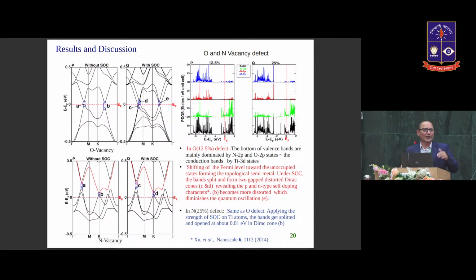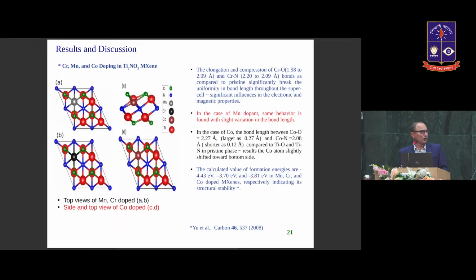Okay, similarly, when we are using doping concentrations of chromium, manganese, and cobalt doping in Ti2NO2, we observe that when chromium dopes, the Cr-O bonds elongate and Cr-N bonds compress, which significantly influences the electronic and magnetic properties of the system. Similarly in the case of the Mn dopant, the same behavior is found. Slight variation in the bond length. There is no change in the Mn doping, but in the case of cobalt doping, the bond length also elongates.